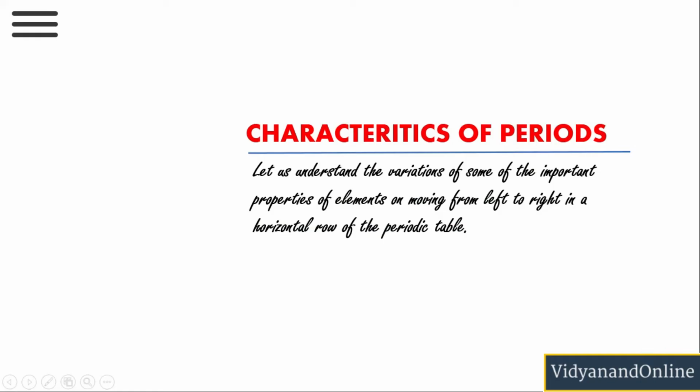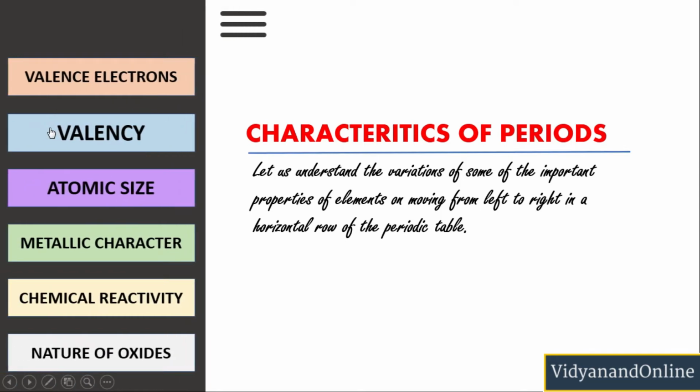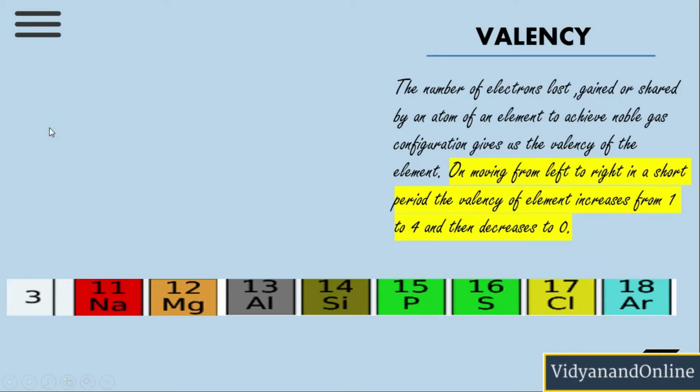Now let us jump right into the second property. The second property is valency. So let us see what will happen to the valency if you move from left to right in a period. So what is valency? Valency is the number of electrons you will gain or lose or share in order to achieve noble gas configuration, or you can say in order to have 8 electrons in the outermost shell. So on moving from left to right in a short period, the valency of elements first increases from 1 to 4 and then decreases to 0.